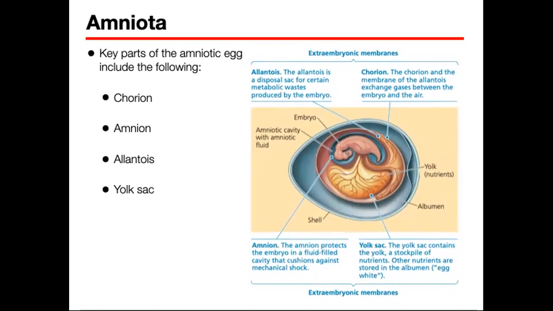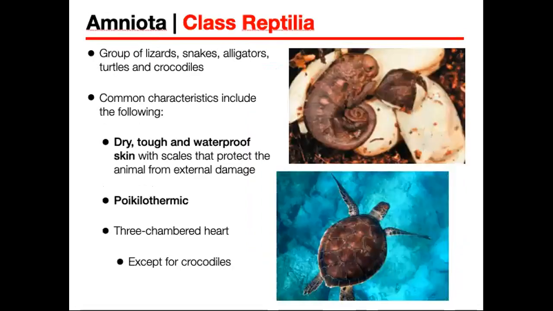Okay? So under amniota, you have your reptiles. This includes your lizards, okay, your snakes, your alligators, even your turtles, and then crocodiles. Okay? And these organisms have a dry and tough na waterproof na skin, okay, with scales. In contrast to amphibians na they have this smooth na texture, no? And these scales, like that of fishes, protect the animal from external damage, okay?